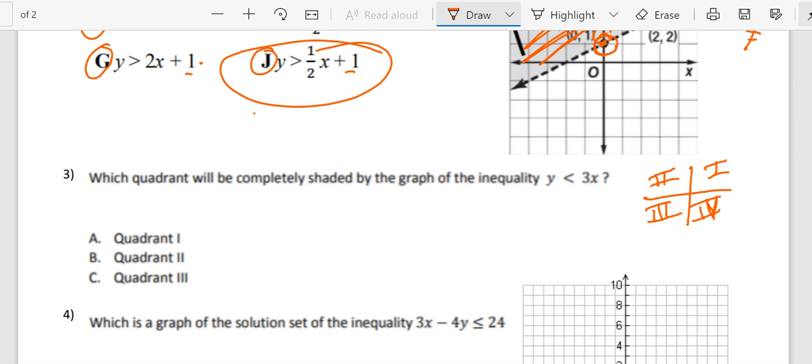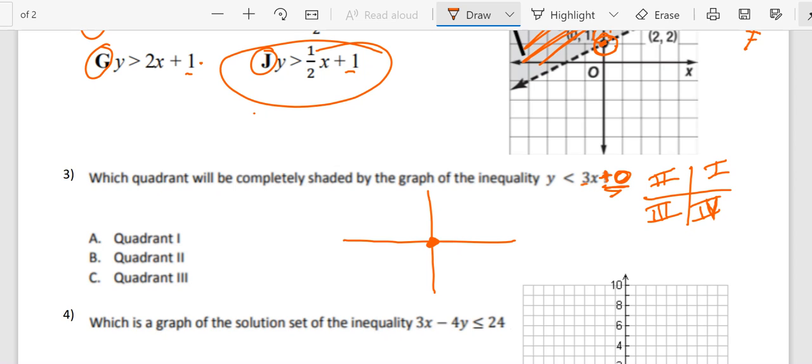Now it says which quadrant will be completely shaded by this graph. So I'm just going to do a quick sketch. It doesn't have to be a perfect graph. There is no b. If there's nothing there for b, that means you're starting off at 0. B is 0. There's nothing to write. You don't put plus 0. It's like I have $7 plus $0. It's unnecessary to put the plus 0.